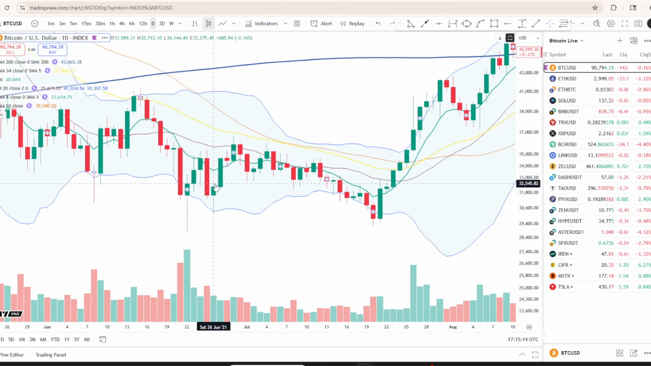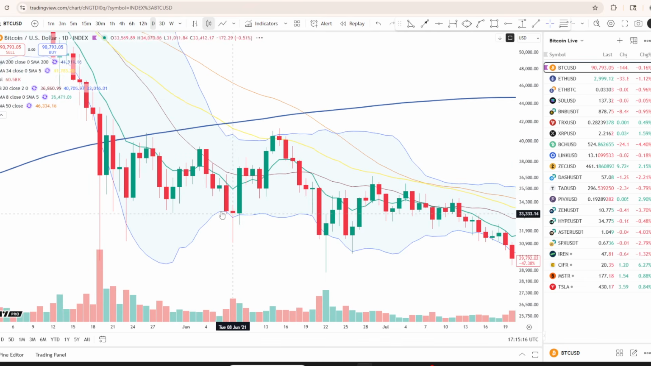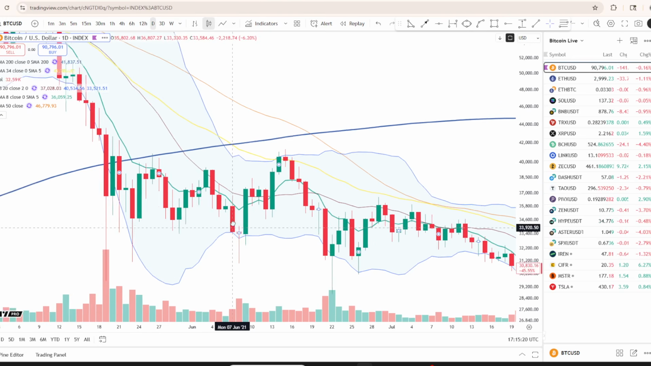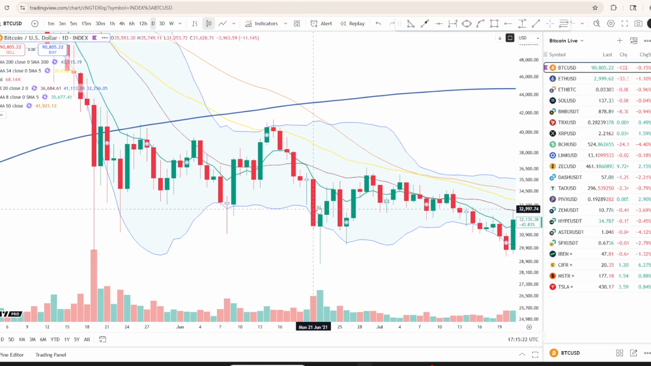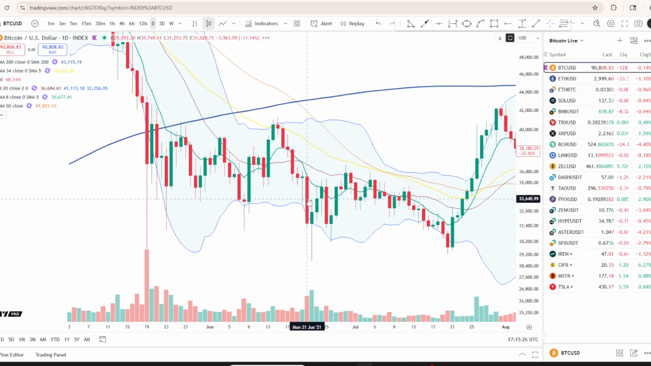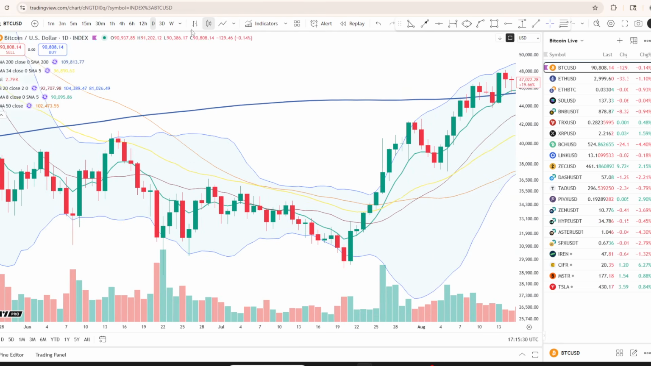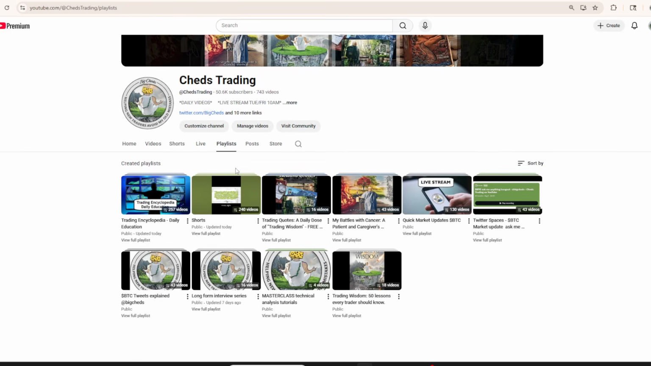Look at all these lower wicks, right? Especially after a move down, and especially in combination with something like the Bollinger Band. You have these dips below the lower Bollinger Band, and the price comes right back up into it. So you really want to pay attention to lower wicks. And that is the lesson today.